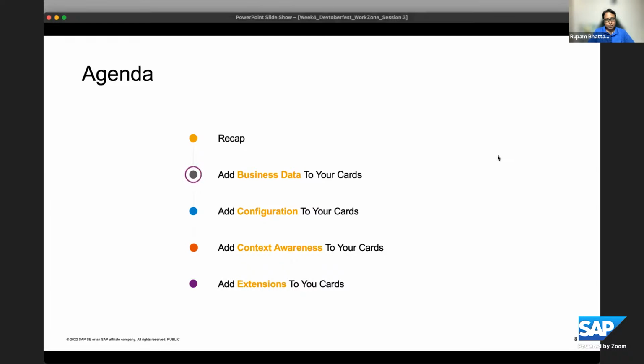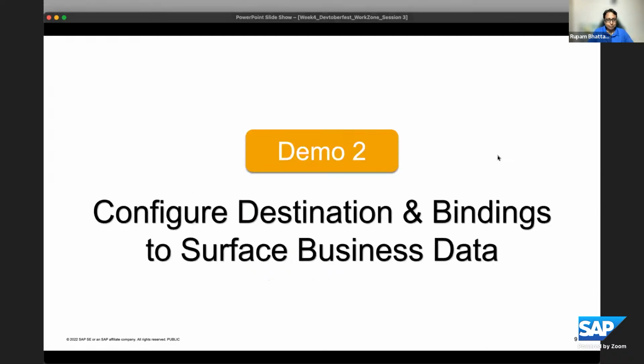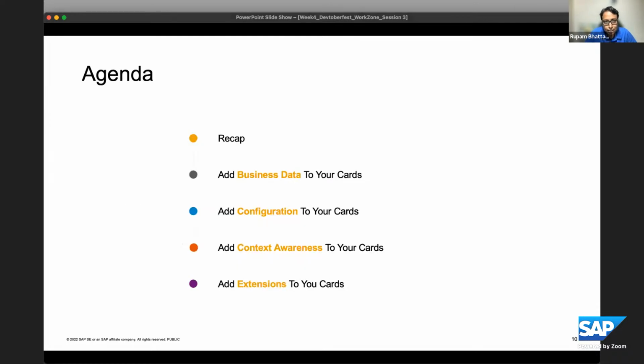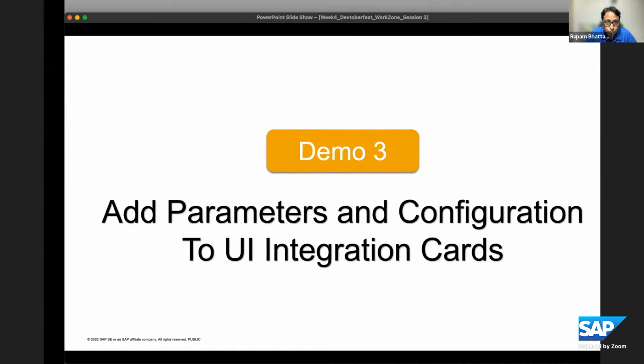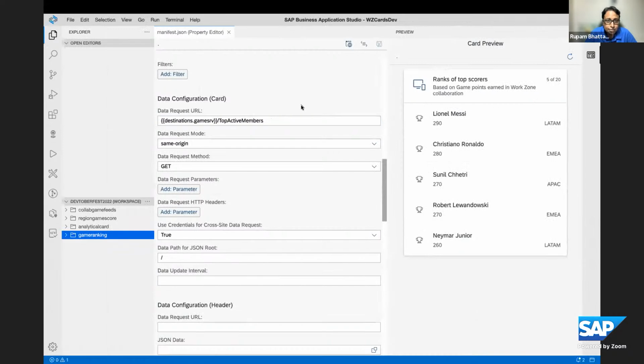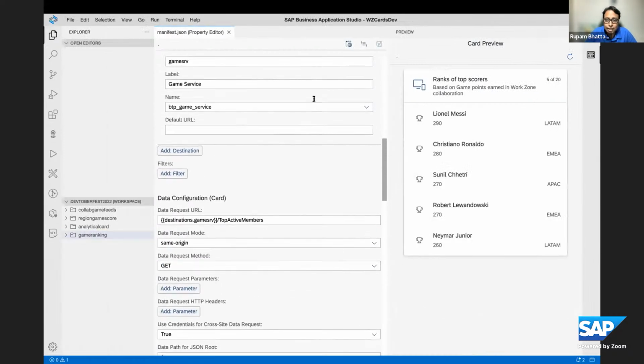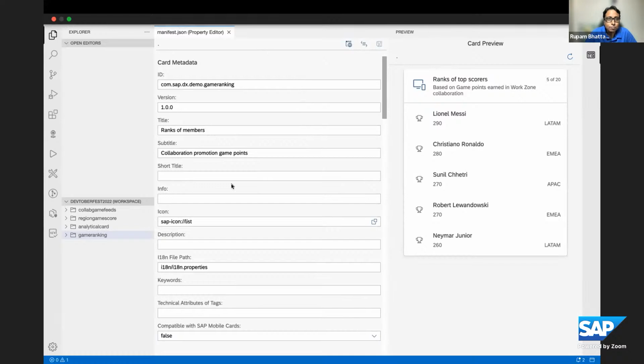And so we just did this part where you have to add the data into the integration card, so we can configure the destination and binding to surface the business data. We already did that demo, so we'll go to the next one, which is adding a configuration to your card. Now, to add a parameter and a configuration to your integration card, you would have to create a parameter. So let me just get to that part.